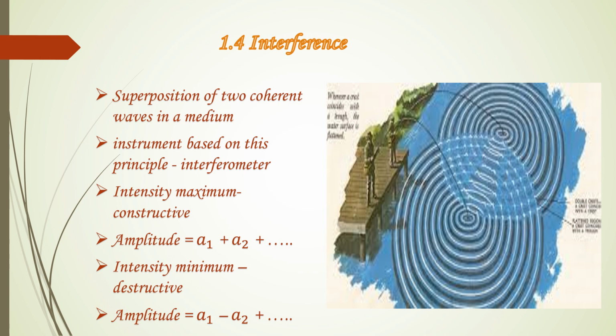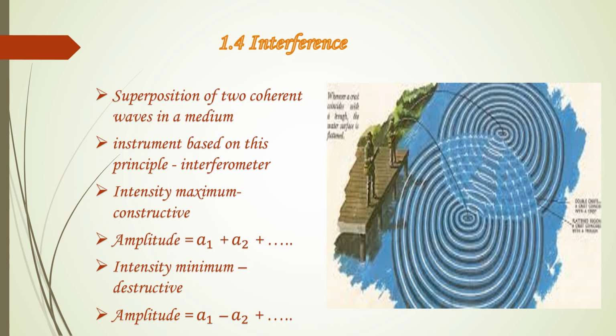Now we can see interference. Interference is nothing but the superposition of two coherent waves in a medium. From the figure, we can produce two sets of waves, and these two waves are superimposed at some points. Based on the intensity, the superimposed wave can be of two types. That is, interference has two types.